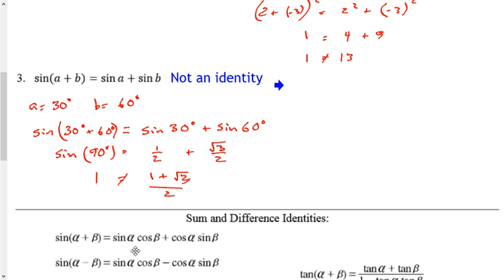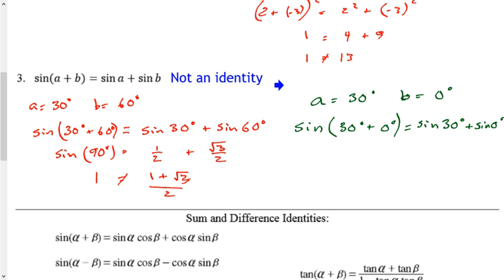Suppose instead I picked for my A value, and I said, well, I'm going to go with 30 degrees because I like 30 degrees. And for my B value, I'm going to say, well, what if I had 0 degrees? So then my equation would look like this. So on the left-hand side, I would just have the sine of 30 degrees. And on the right side, sine of 30 degrees. I'll just rewrite it.